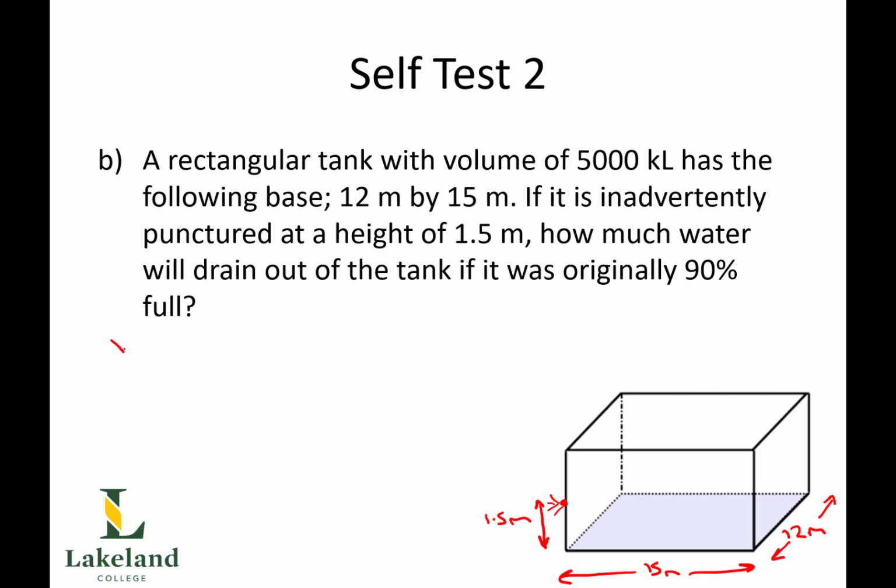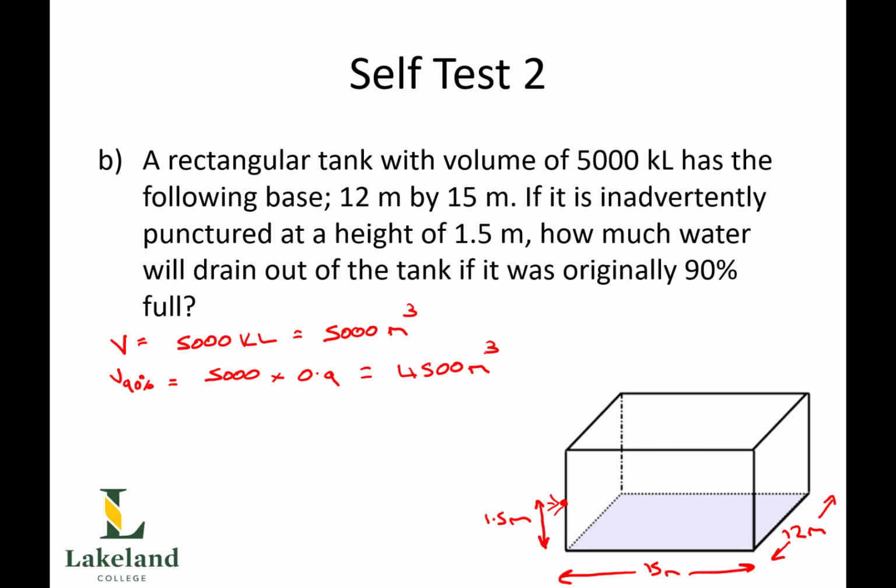Okay then, well originally the volume in the tank is 5,000 kilolitres, and we proved on the previous slide that 1 kilolitre is 1 metre cubed, so therefore this is 5,000 metres cubed. Now the tank was only 90% full, so V 90% is going to be equal to 5,000 multiplied by 0.9 to get 90% of that value. And if we do that, we'll find that the original volume that it was filled to was 4,500 metres cubed. So I now know this bit.